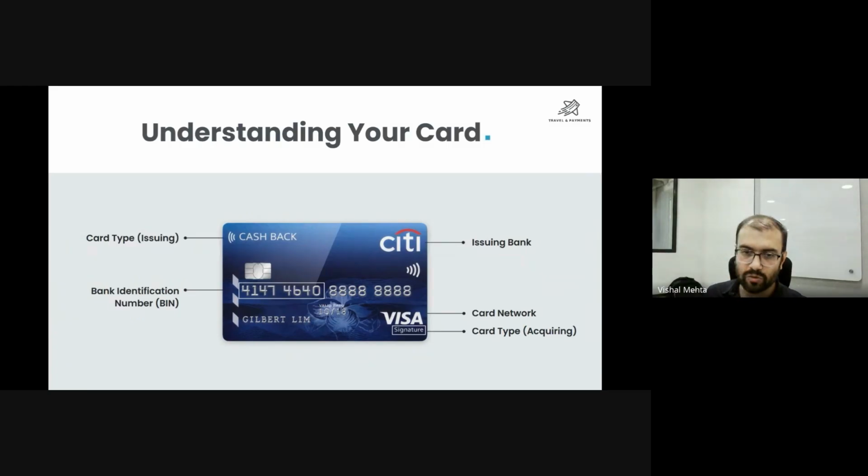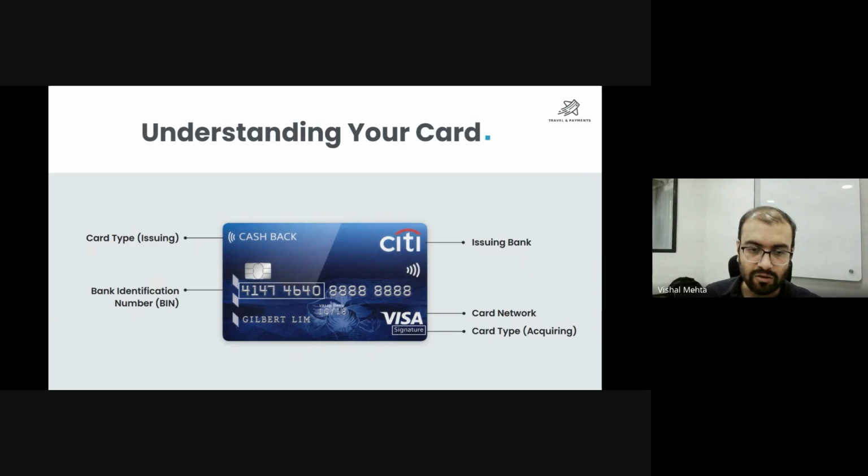Now, when it comes to understanding your card, right? If you are new to cards or new to the concept of BIN numbers and card types, I would urge you to take out your cards from your wallets, if they are something really close by. The most important number for any merchant, any acquirer, any issuer is the BIN number, the first 8 digits of the card.